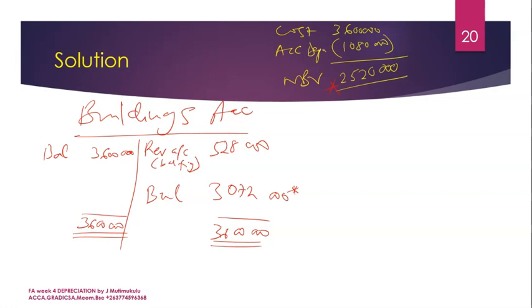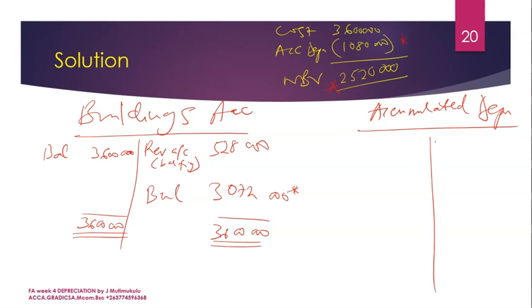You see that this figure can also be found through other means, but anyway, let us do it gradually. All right, what about the accumulated depreciation? Accumulated depreciation for the building, we are told here that it was balance. Okay, balance. Sorry.